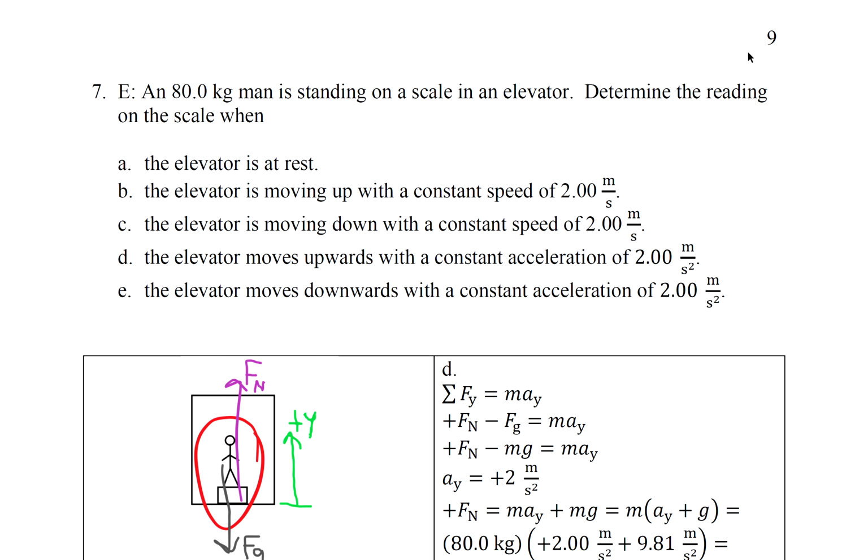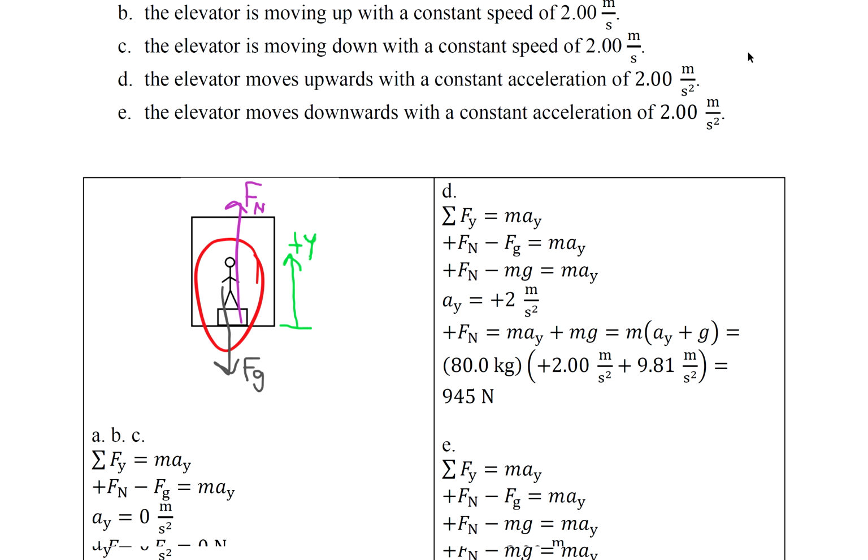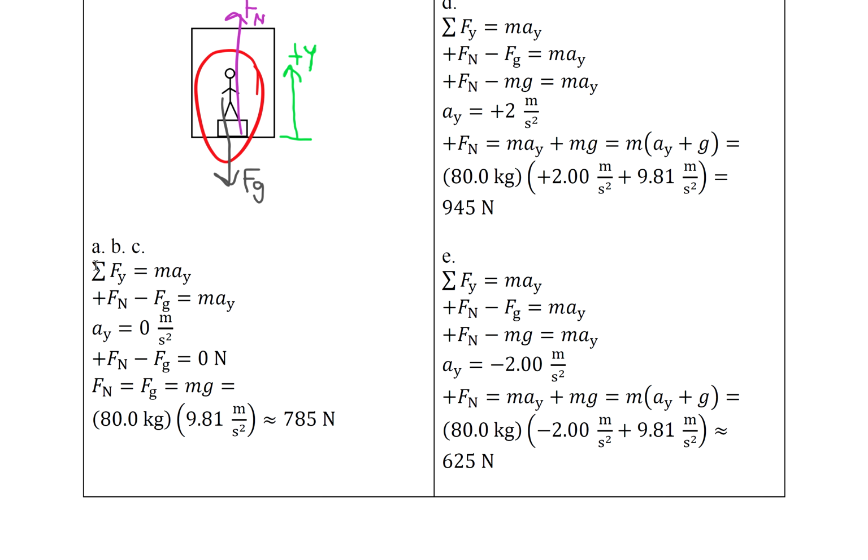Question number 7. An 80-kilogram man is standing on a scale in an elevator. Determine the reading on the scale when A, the elevator is at rest. So when the elevator is at rest, sigma F sub y equals ma sub y, plus force of normal minus force of gravity equals ma sub y. A sub y is 0, so plus force normal minus force of gravity is 0. Force normal equals force of gravity equals mg, which is about 785 newtons.